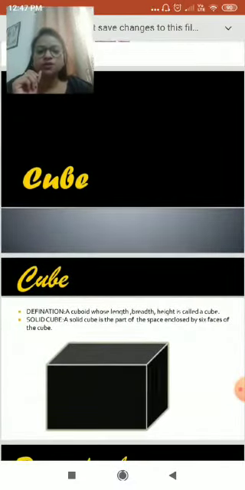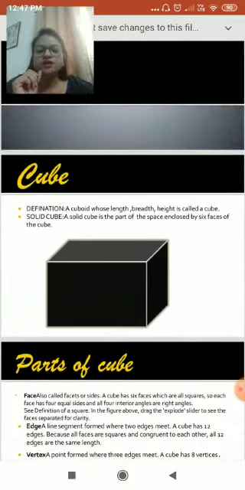How does a cube look like? You have already seen dice which you play. You play ludo, and you have already seen how a dice looks like. So that's the best example of a cube. So let us see the definition of a cube. A cuboid whose length, breadth and height are the same is called a cube.